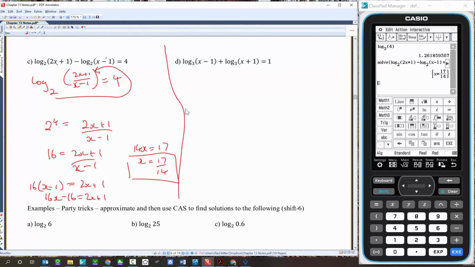All right, let's do D. Okay, so let's combine these. I'm going to do this one a little bit of a different way to show you another technique. Log 3 of (x take 1) plus log 3 of (x plus 1) equals 1. And what I'm going to do is use a technique that's very similar to equating coefficients.